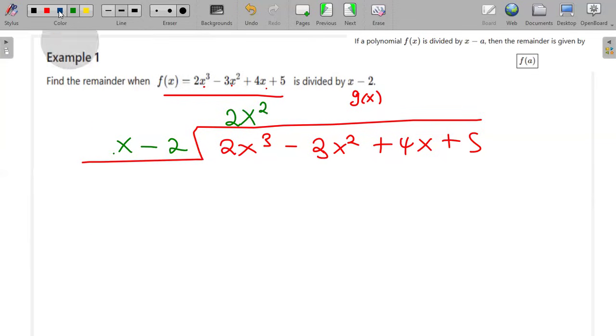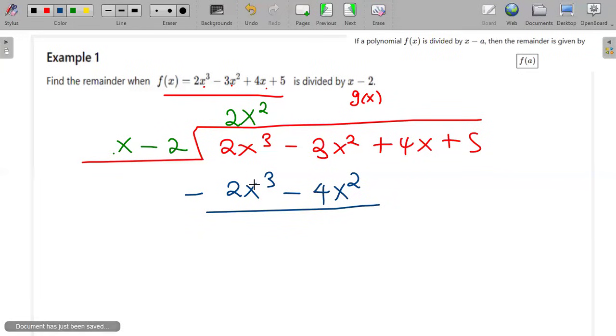Okay, and then once you have that, you're going to multiply this answer here with this whole function here. So I'm going to say 2x squared multiplied by x, I get 2x to the power 3. And then 2x squared multiplied by minus 2, I get minus 4x squared. Okay, and then once you are done multiplying, you're just going to write a line here and then you say minus. So what are we subtracting? These guys with the x to the power 3 and these guys with the x to the power 2.